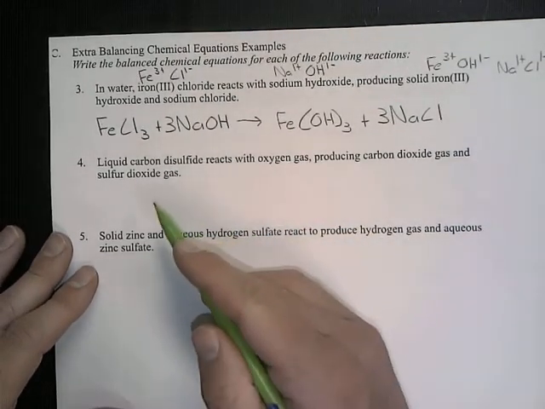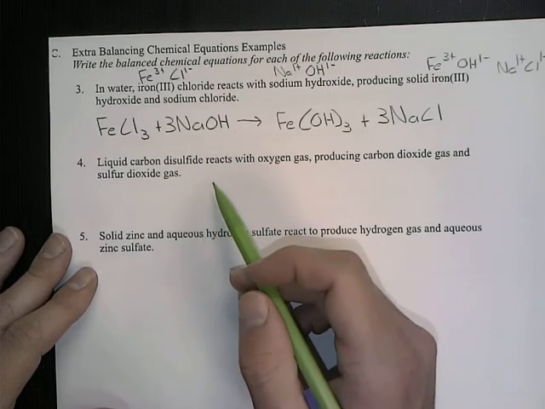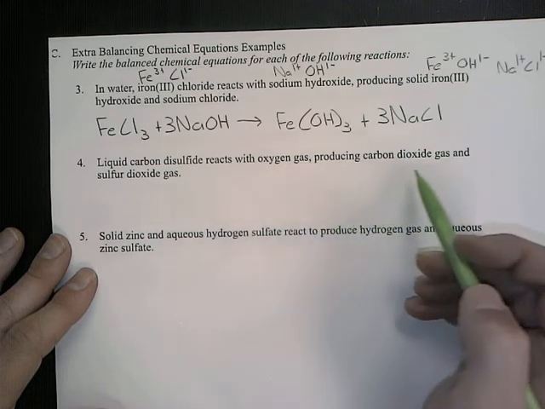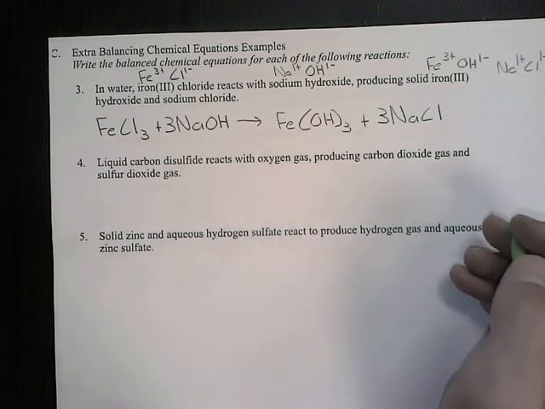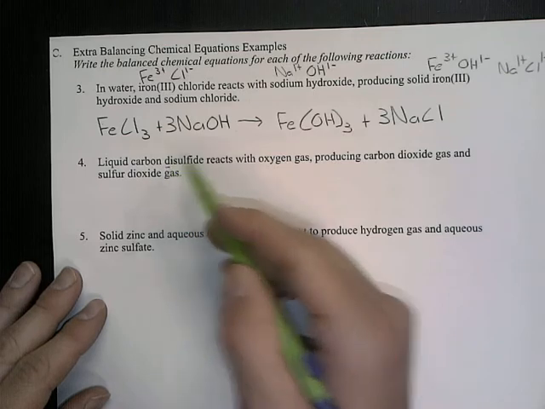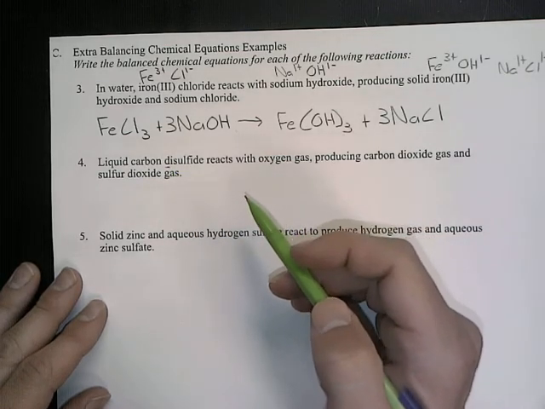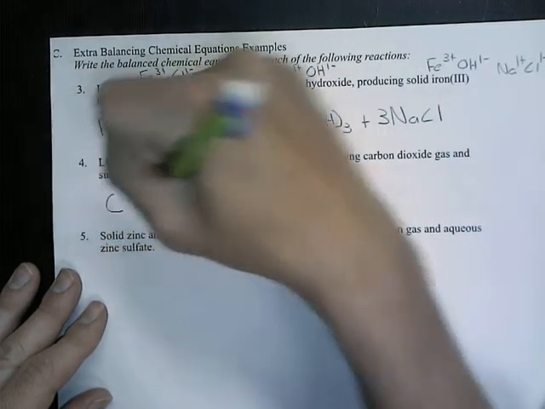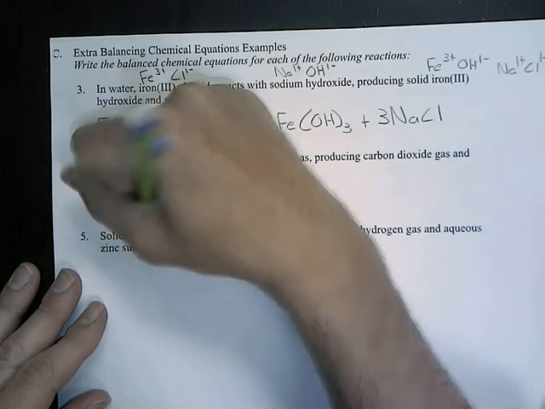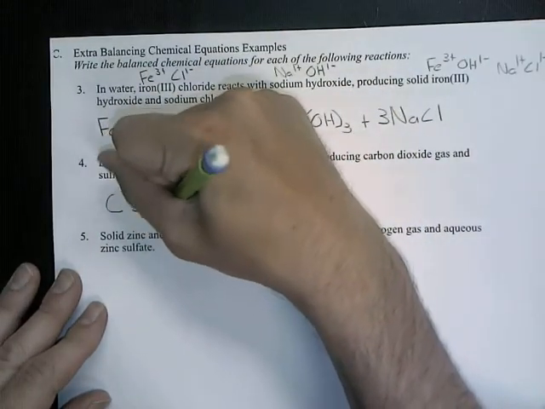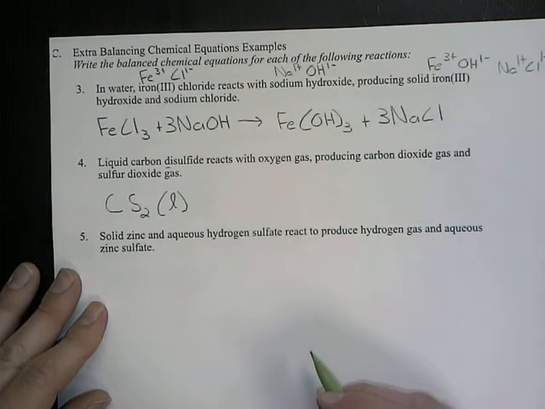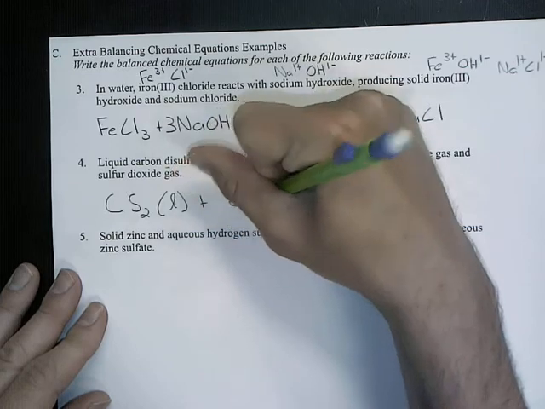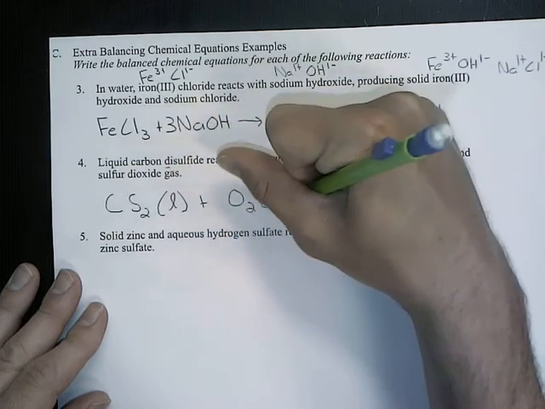So we have liquid carbon disulfide reacts with oxygen gas to produce carbon dioxide and sulfur dioxide gas. So we have prefixes. That means we need to turn to our covalent naming protocol. So carbon disulfide, we would have CS2. It is liquid, so we have to indicate that state of matter. It reacts with oxygen. Can't just write oxygen by itself. It's what we call diatomic.